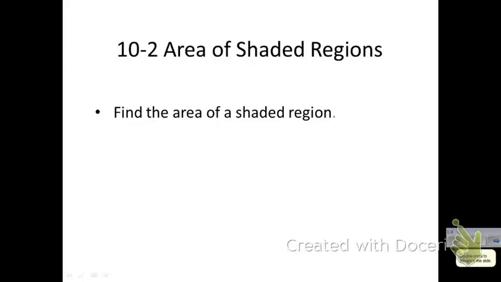Today we are going to find the area of a shaded region. On our last assignment we learned how to find the area of a circle, square, rectangle, triangle, parallelogram, and a trapezoid. And now we're going to find areas of various shaded regions.